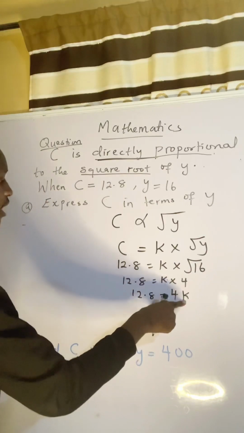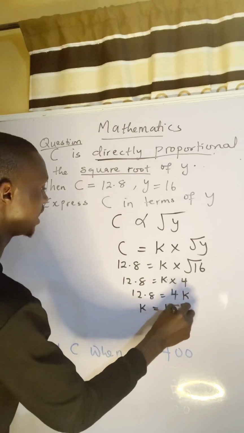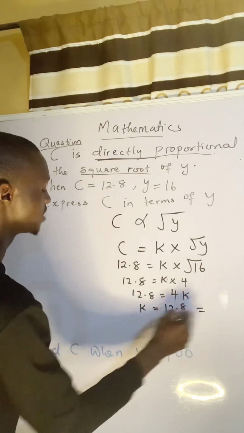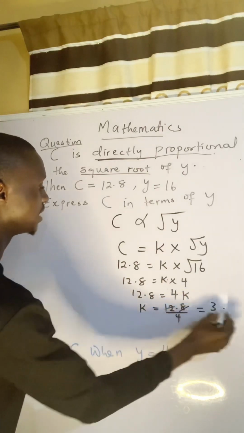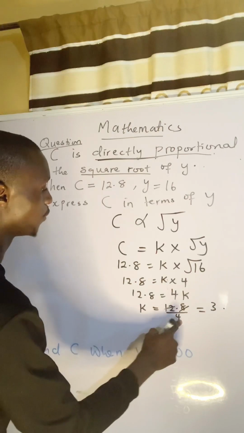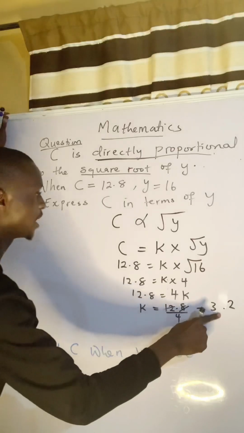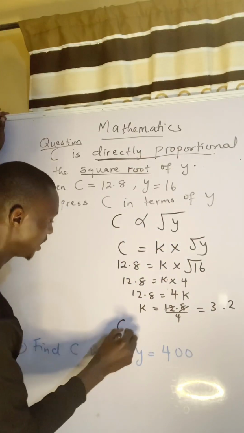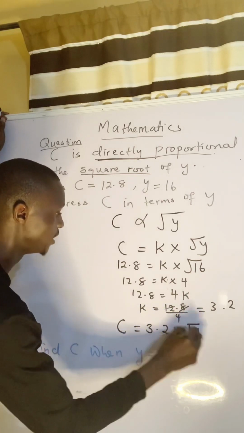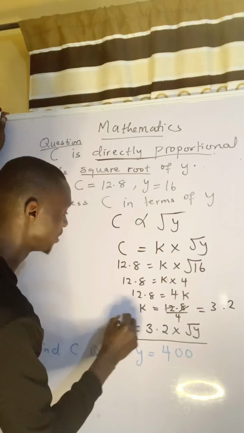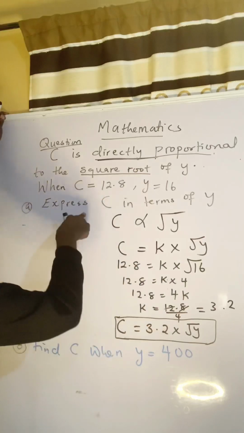Now because we are looking for k, you have to divide both sides by 4. So we have k equals 12.8 divided by 4, and this is going to give us 3.2. So the answer is 3.2. So you substitute the value of k back into this formula. So we have c equals 3.2 times the square root of y. So this is the formula, or the equation, connecting c and y, which we were asked to look for.